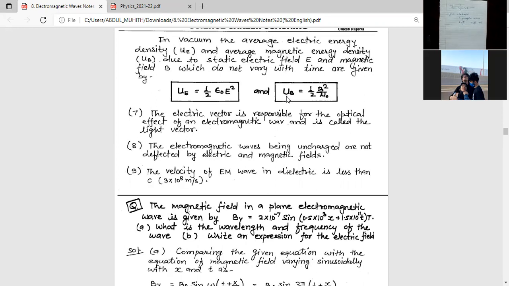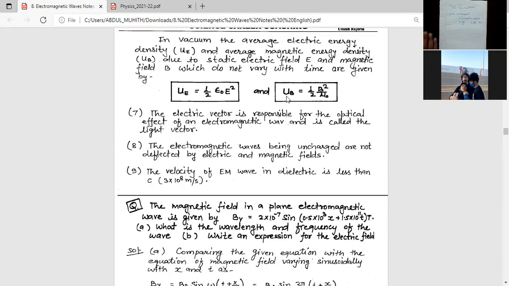The electric vector is responsible for the optical effect of an electromagnetic wave and is called the light vector. Electromagnetic waves, being uncharged, are not deflected by electric and magnetic fields. And the velocity of an electromagnetic wave in a dielectric is less than the speed of light, that is 3 into 10 to the power of 8 meter per second.